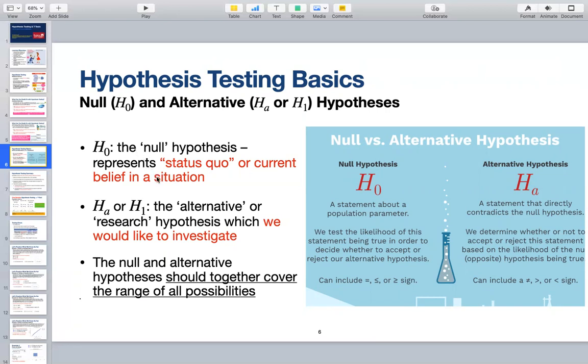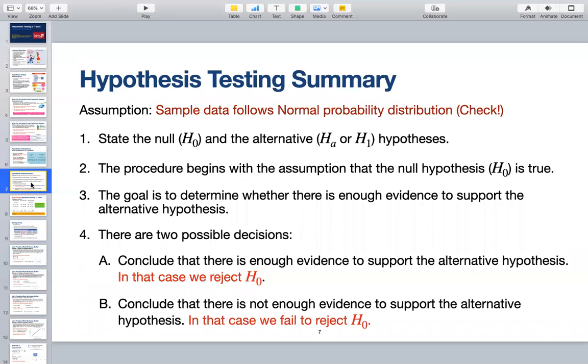We never accept H0. We fail to reject it. All right. This is critical when it comes to making a decision about our processes. All right. I know another important thing here is that when you're constructing your hypothesis testing, make sure that the two together cover all the range of possibilities in the system. So it will be clear to you.